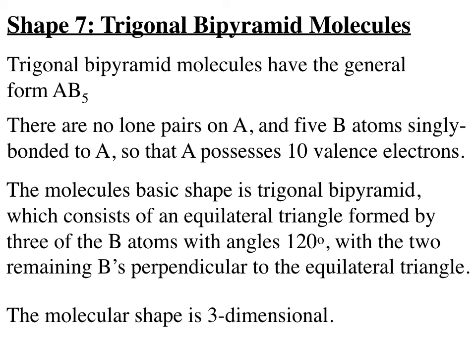hypervalent. Now, how are we going to describe this shape? Well, the name says it all. It is what we call trigonal bipyramid, which consists of an equilateral triangle in the middle made by 3 of the B's, and that equilateral triangle in the center has 120-degree bond angles for the B's. Now perpendicular to that plane of B's, I put a B above and a B below. And this will be a 3-dimensional molecule that I will show a picture of on the next slide.